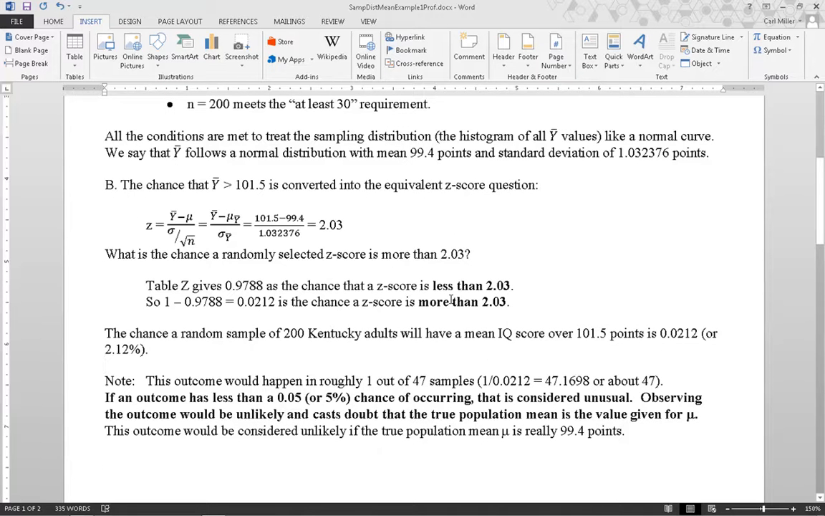Note this outcome would happen in roughly 1 out of 47 samples. That is just 1 divided by 0.0212, which is about 47. If an outcome has less than a 0.05 or 5% chance of occurring, that is considered unusual. Observing the outcome would be unlikely and hence cast doubt that the true population mean is the value given from mu. This particular outcome would have been considered unlikely if the true population mean mu is really 99.4 points.